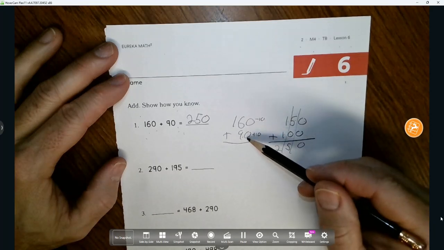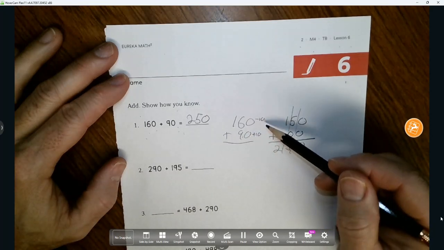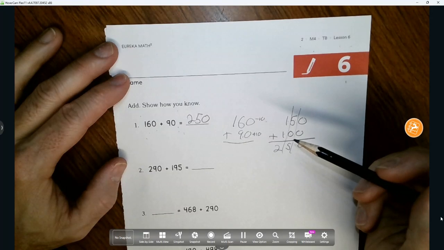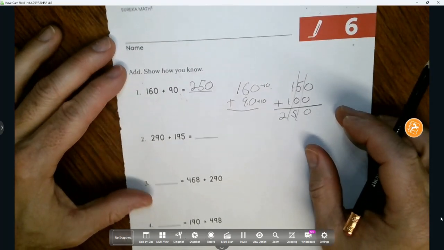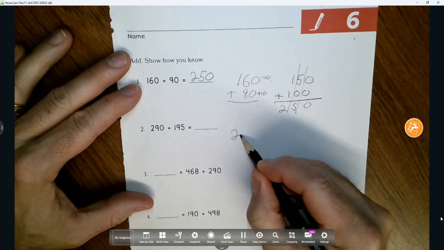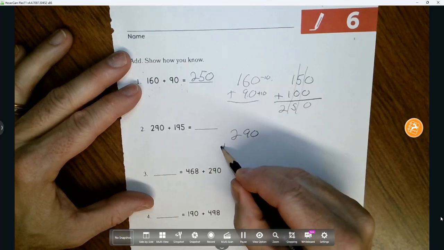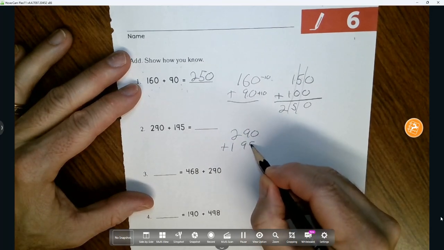Remember, if you're going to give a little bit to one number, you have to take that same amount away from another number. All right? Let's try the next one. We have 290 plus 195.